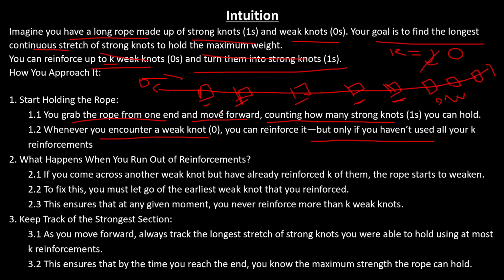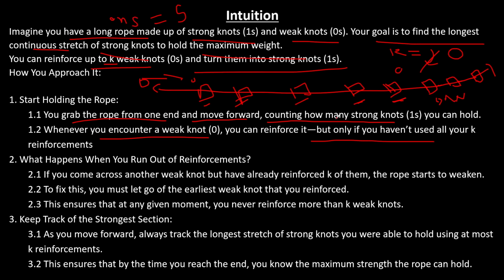Now, if we have used all of our weak knot reinforcements, converting them to strong knots, what can we do? We know that from the starting point till the current index, we have a sub rope which is the strongest till now, consisting of how many knots? 5 knots. Great. So our intuition could be that we can store that 5 with us as the answer, right? Because till now we got one answer, and we are pretty sure it is a correct one.